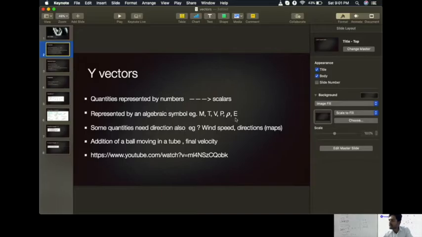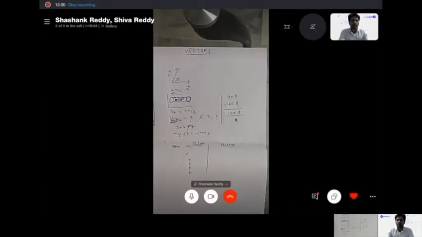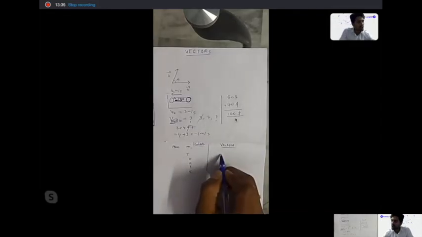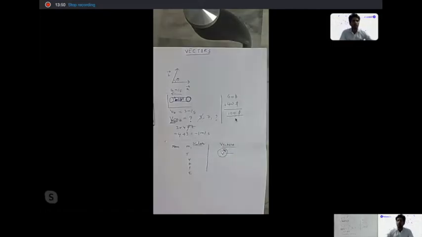But if I see vectors, vectors need something more. To represent vectors, I need something more. Just algebraic notations are not sufficient. What do I need? I actually need the same algebraic letters with an arrow on top. This indicates that this particular quantity refers to a vector.